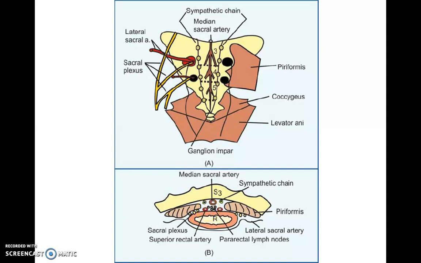It is also related to the fascia of Waldeyer, which is lying behind the sacrum. On each side of the midline, it is related to piriformis, coccygeus, levator ani, sympathetic chain, anterior primary rami of S3, S4 and S5, and also the coccygeal nerves. Pelvic splanchnic nerves are also related laterally, and the lateral sacral vessels. These are the relations on the posterior side.